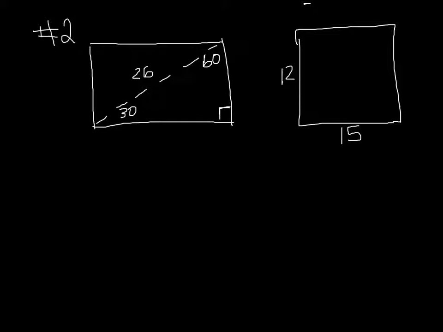Okay, here's a quick little video for number 2 for the right triangle trigonometry. So it's saying that Mr. Soshi wants to buy a new computer monitor. He knows that the diagonal of the cubby hole he wants to put the monitor in creates a 30, 60, 90 triangle and measures 26 inches.